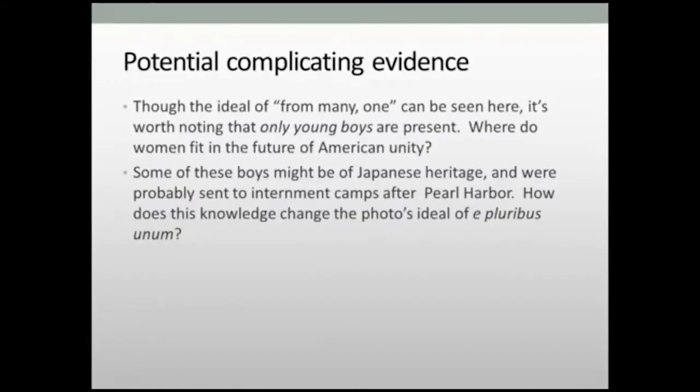Whichever one we choose to write about, however, for our confirming and complicating evidence, we'll definitely have to do some independent research to speak convincingly about the lives of young girls in the 1940s, or the lives of Japanese Americans prior to and just after World War II.